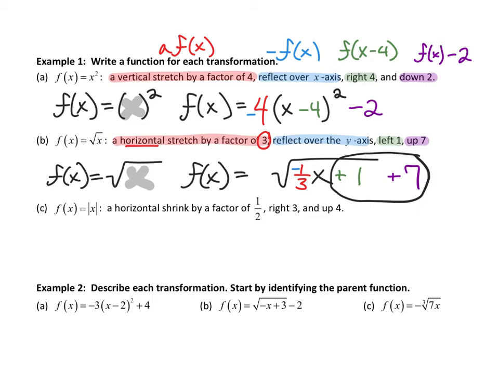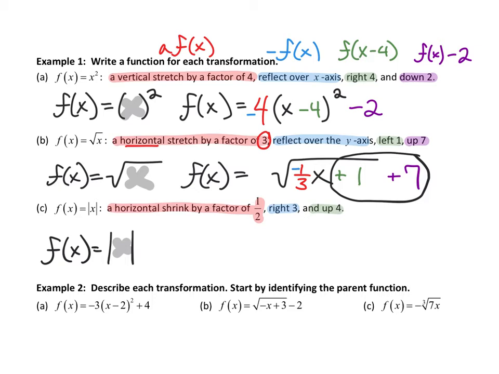Our last one is with the absolute value function. Again, it's pretty obvious what the inside of the function is. It's inside the absolute value bars. We are going to horizontally shrink this by a factor of 1/2, move it to the right 3, and up 4.